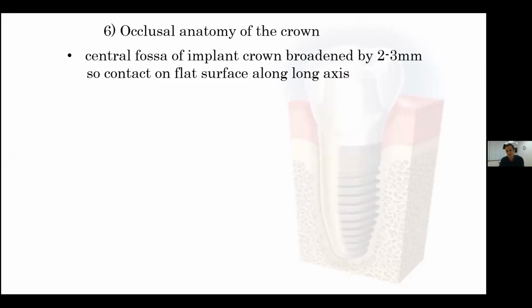So in essence what we are doing is creating a type of long centric. We are creating some extra space so that function can occur without restriction, and we're trying to make sure that the forces will be directed along the long axis of the implant. So open up your fossa and don't look for that perfect occlusal anatomy, because you're often going to work into issues at a later stage.